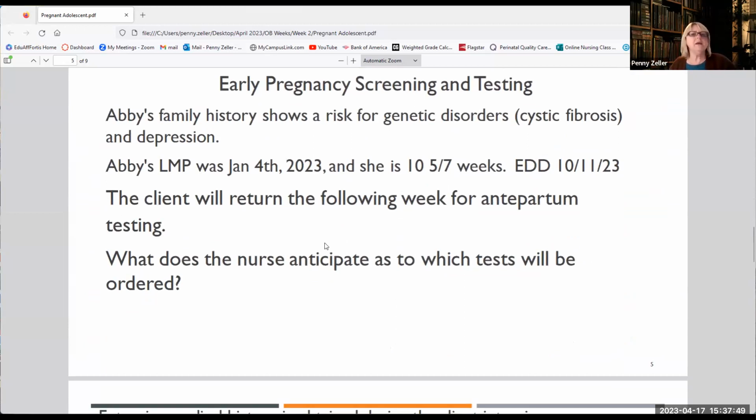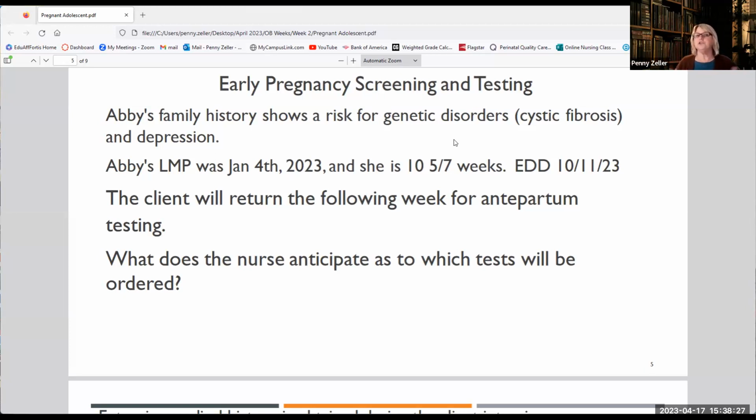So when we talk to Abby, she shows that there is a risk for genetic disorders in her family and depression. If she has, we need to know who it is that has cystic fibrosis. Okay. That's a genetic disorder. It's a gene mutation. So we'll need to follow up with that. And so currently, her due date then is October 10th of '23. So she is 10 weeks and 5 days.